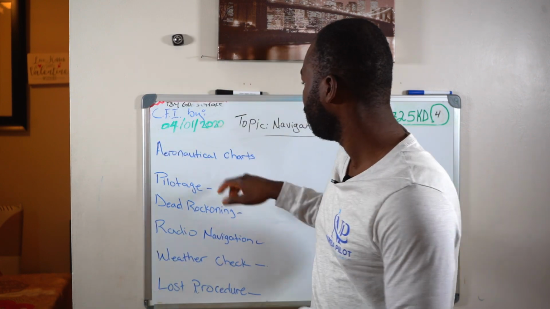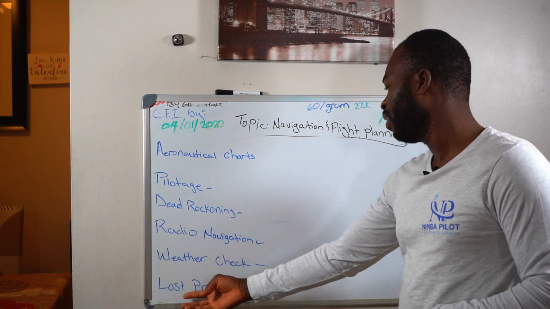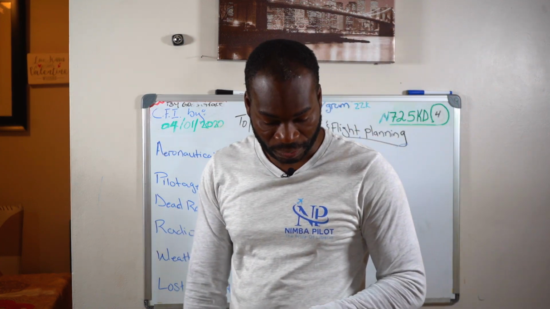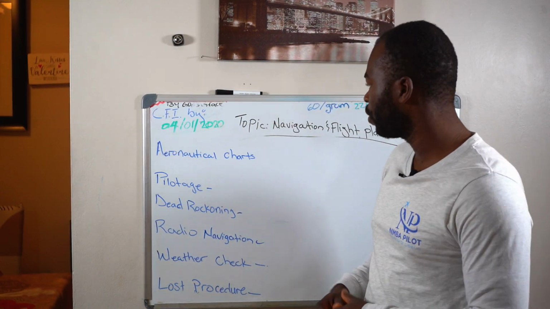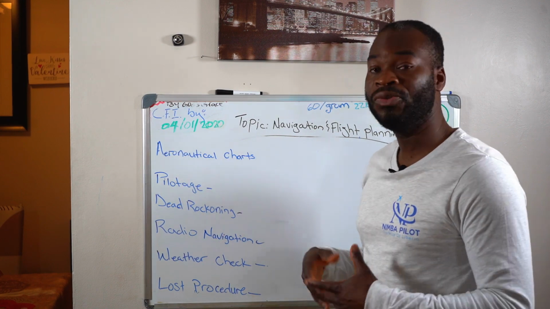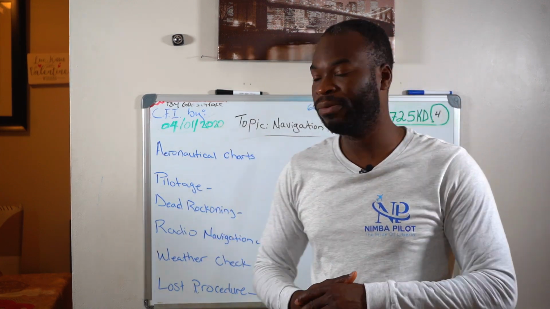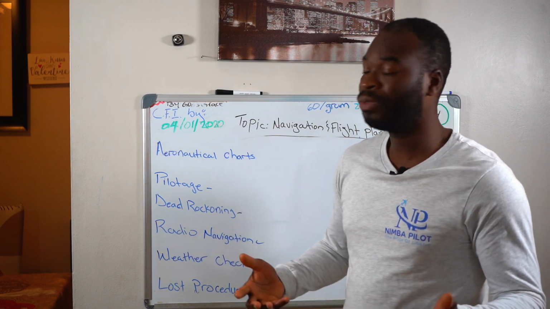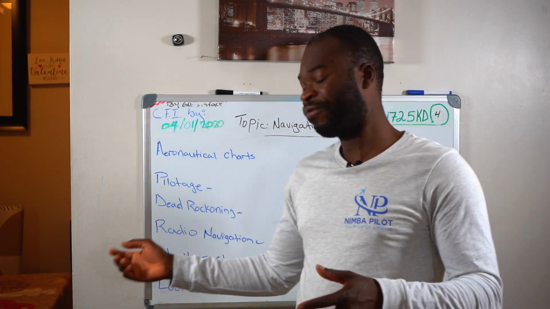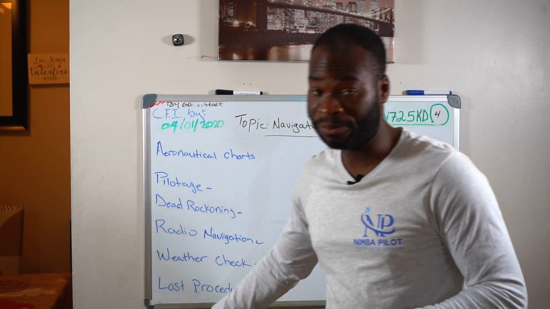Today we will be talking about navigational charts, pilotage, dead reckoning, radio navigation, weather check, and loss procedure. These are all things we look at when we are planning our cross-country. What kind of aeronautical chart we'll be using for the flight, what method of flying we're going to be doing, is it pilotage or dead reckoning? What radio navigation we'll be using. Of course, we have to check the weather and what should we do when things go wrong.